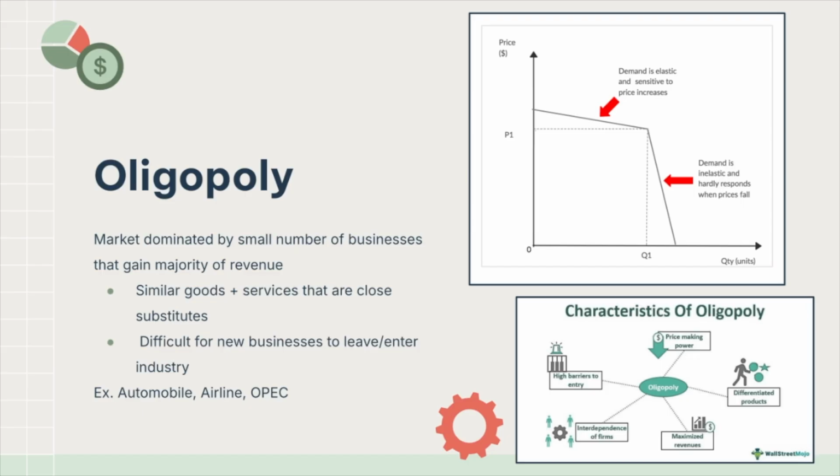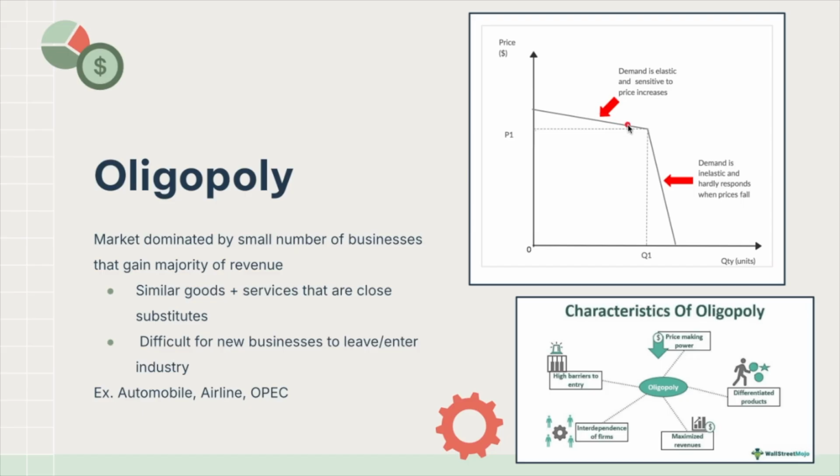Examples of oligopolies include things like automobile companies like Toyota, Honda, airline companies like American Airlines and Delta Airlines, OPEC, soda beverage companies like Pepsi and Coca-Cola, and various other companies where they control a majority of the revenue in the industry.